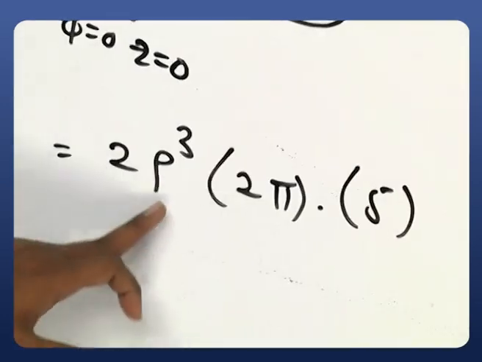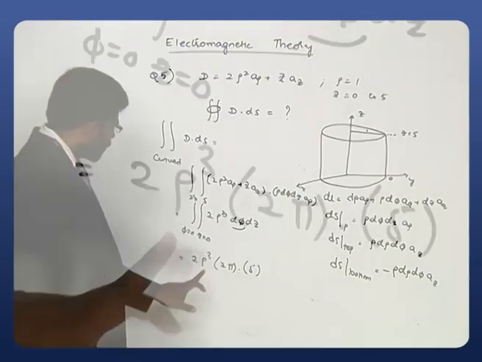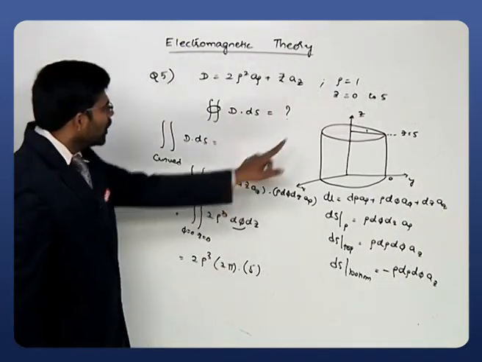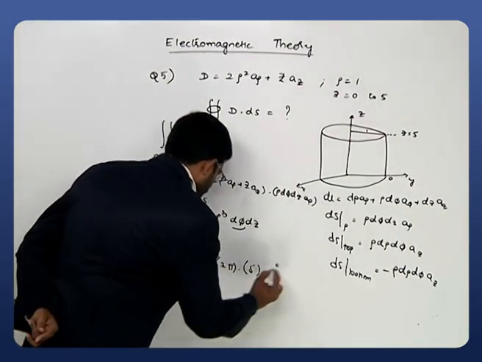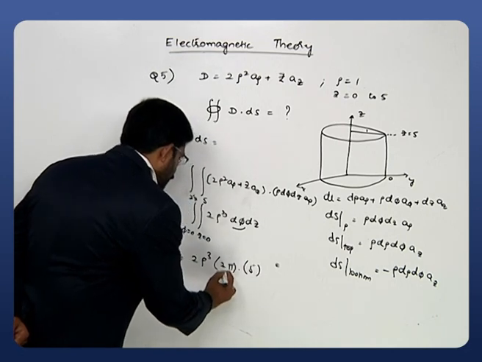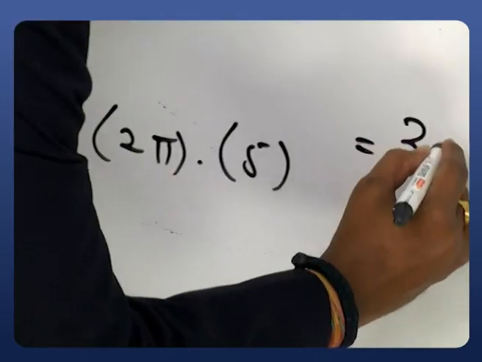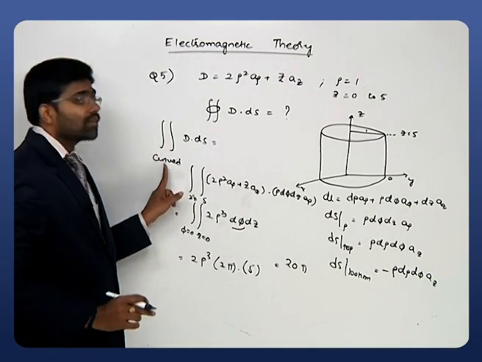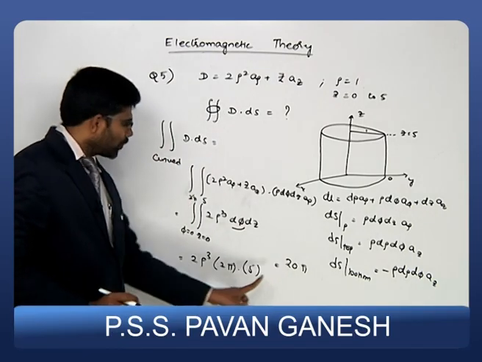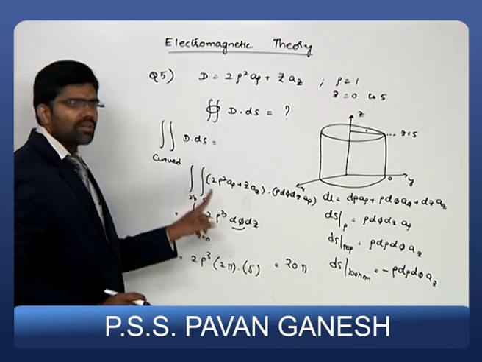Now what is the value of this rho? To simplify this one, this rho is also essential. Rho is given as 1. Since rho is given as 1, substitute here, then what we get is 5 into 2 is 10, 10 into 2 is 20 pi. So this particular quantity is for only the curved surface. So what we get is 20 pi for the curved surface.